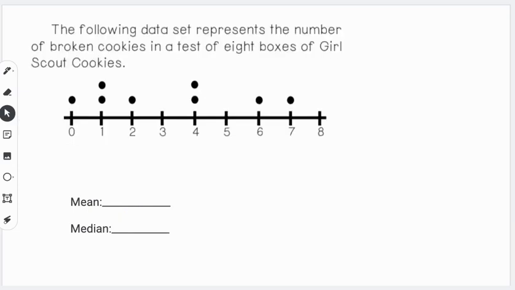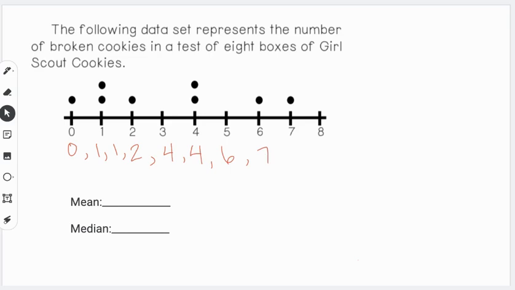Right, next we are doing the same thing, except instead of the numbers being listed out, they are on a plot for us. So every point where there is a dot, we're going to write that number down. So we have 1 number on 0, we have 2 dots on 1, which means that I'm going to write 1 twice. I have 1 dot on 2, so I just write 2. Nothing on 3, we have 2 4s there. We have 1 6, and 1 7.